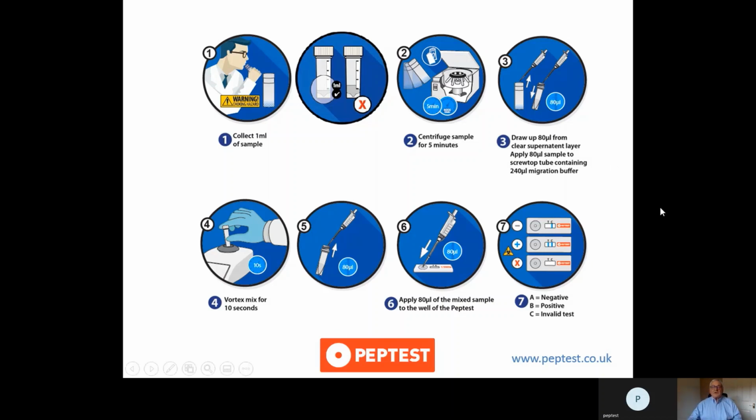And this last diagram here just shows you that if you've got no pepsin present, you'll just get a control line. In other words, the T line will be empty. If you have pepsin present, you'll get a T line and a control line. And if for any reason the sample's gone wrong, you'll get absolutely no lines at all. But the invalid test is very, very rare.